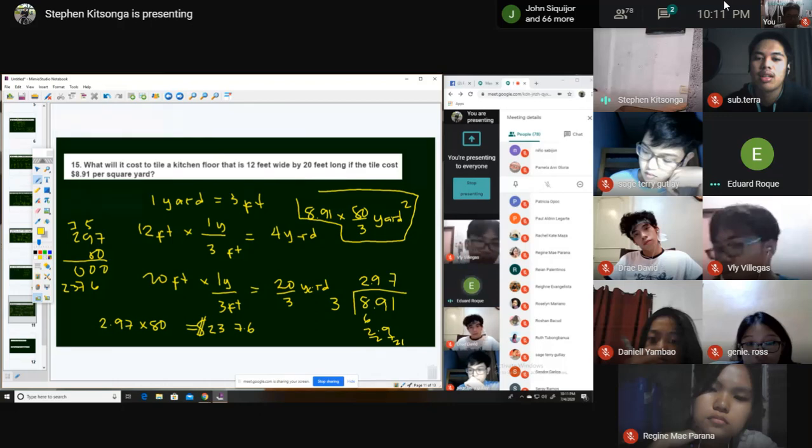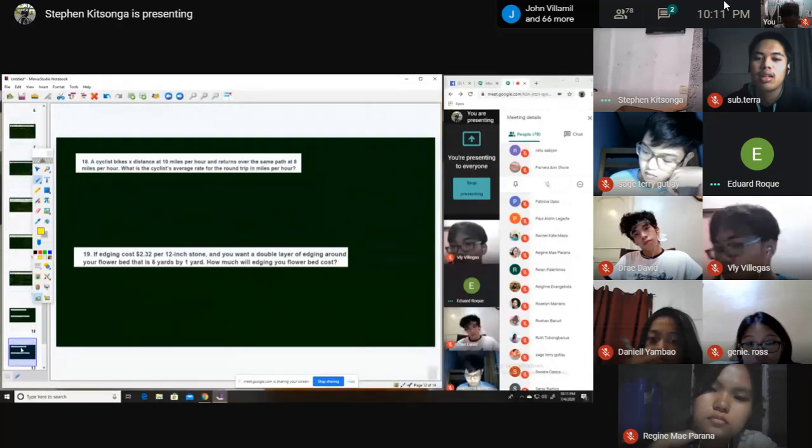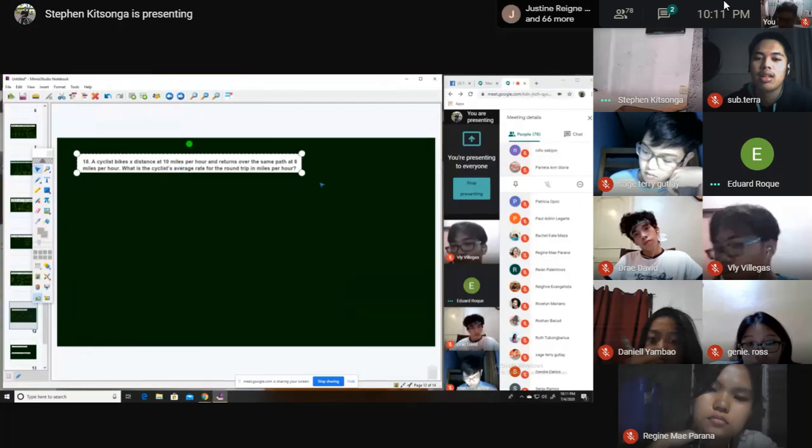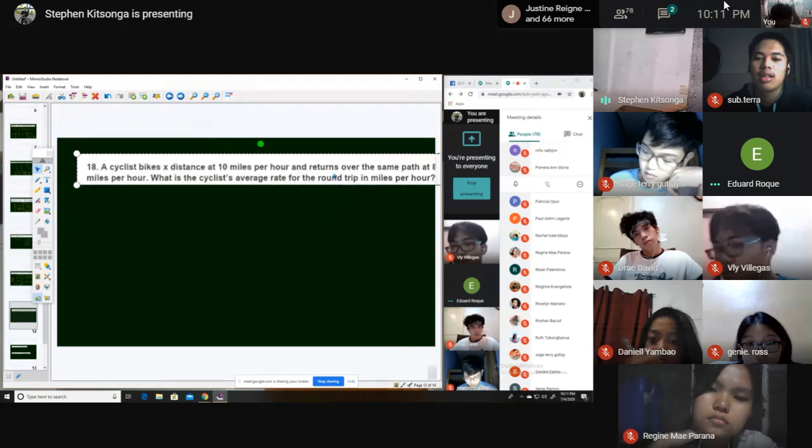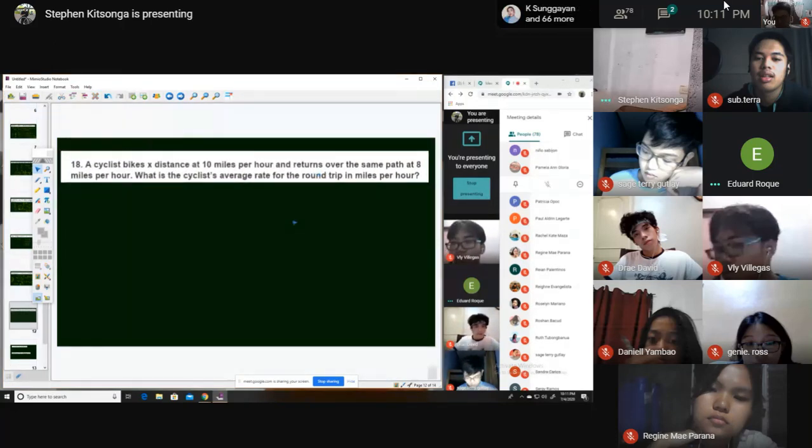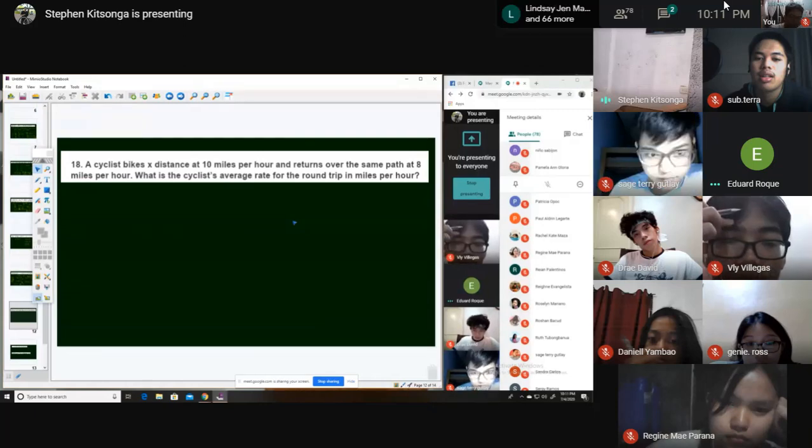All right, we're down to the last two. I like this problem. I like this problem a lot. Ang daming nabibiktima niyan. A cyclist bikes X distance at 10 miles per hour and returns over the same path at 8 miles per hour. What is the cyclist's average rate for the round trip in miles per hour?